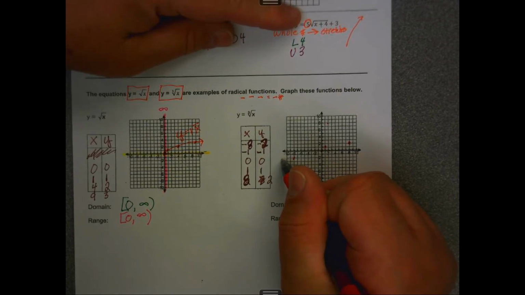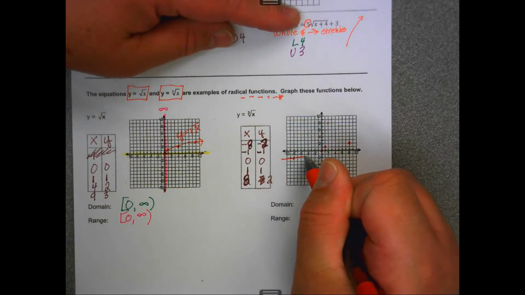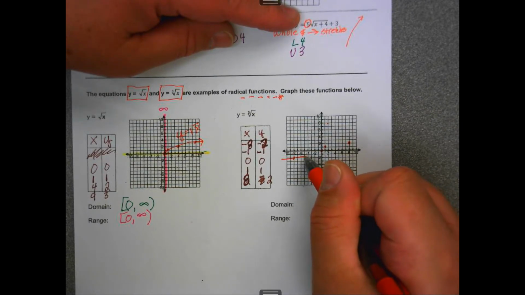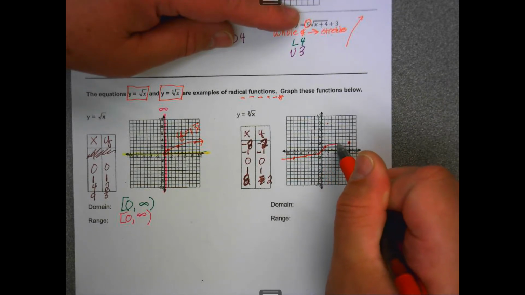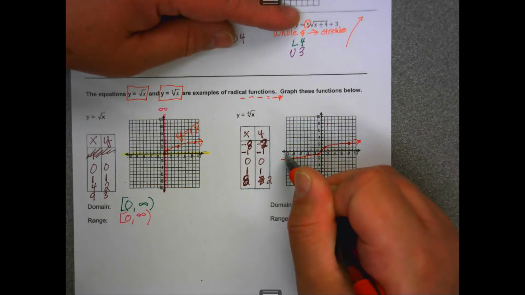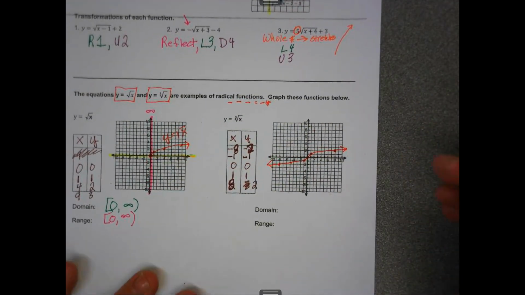Okay, so I'm going to come up here through negative 2, negative 8, and it's going to go through, oh, I need negative 1, negative 1. Kind of do an S here and go that way. So that's my cube function.